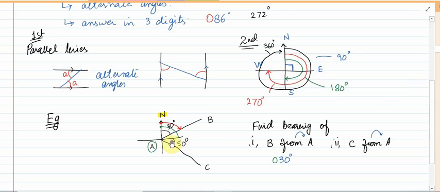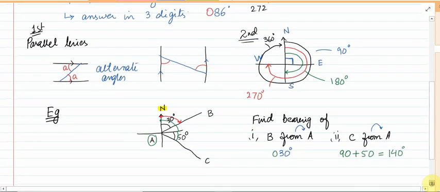Did I reach the line C? No, because for that I need to travel 50 degrees more, then I will reach C. So how many degrees had I covered? At first I had covered 90 degrees. After that I covered 50 degrees to reach my destination, that is line C. So in total I covered 140 degrees. Now this 140 is already in 3 digits, no need to add 0 at the beginning. That is our answer.